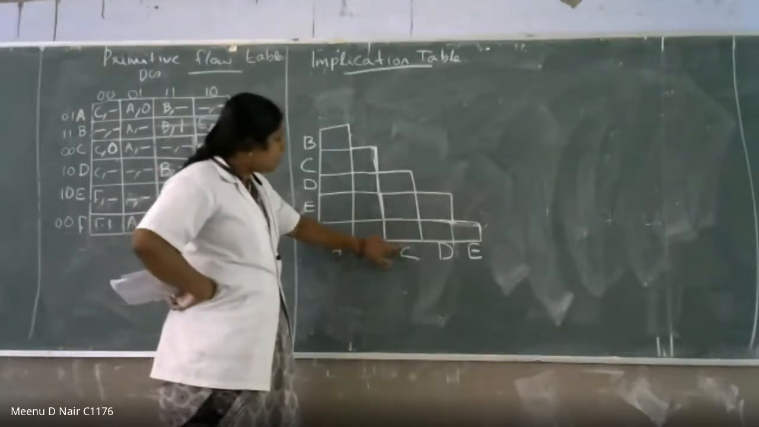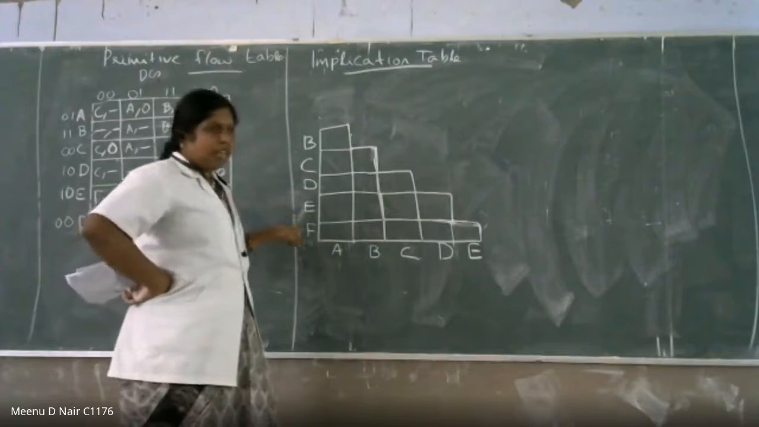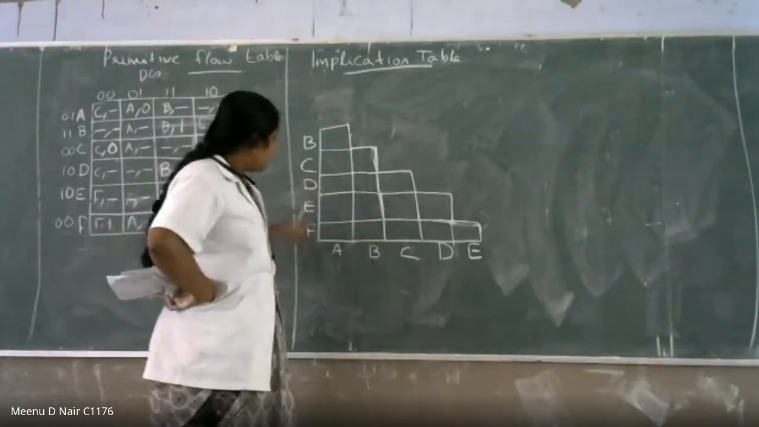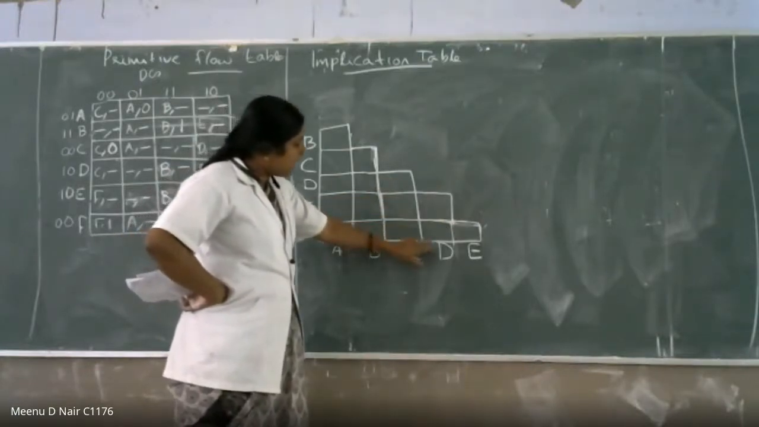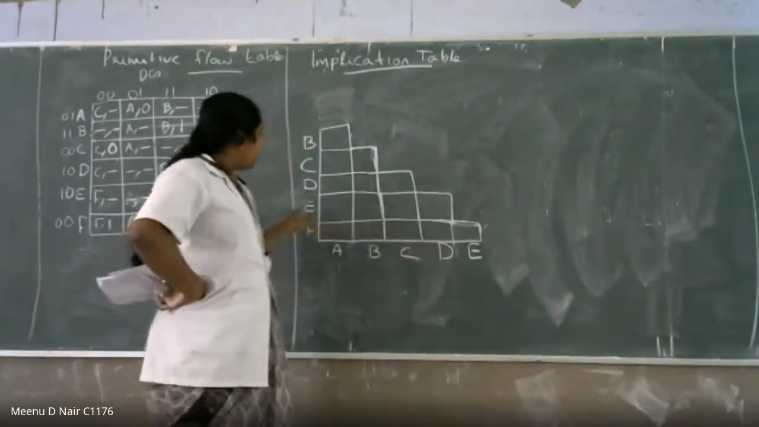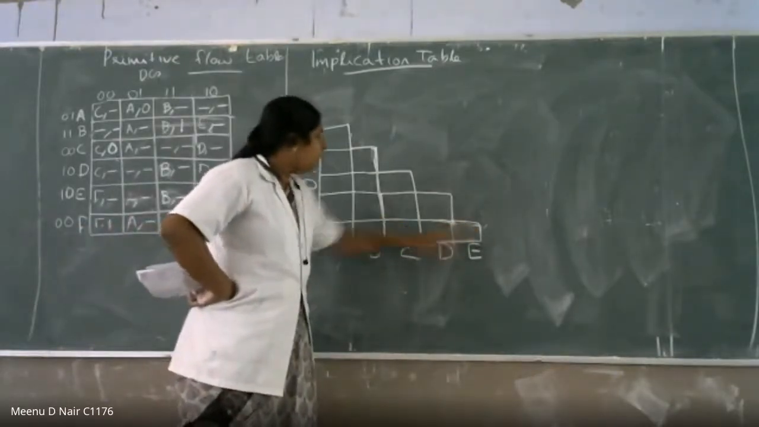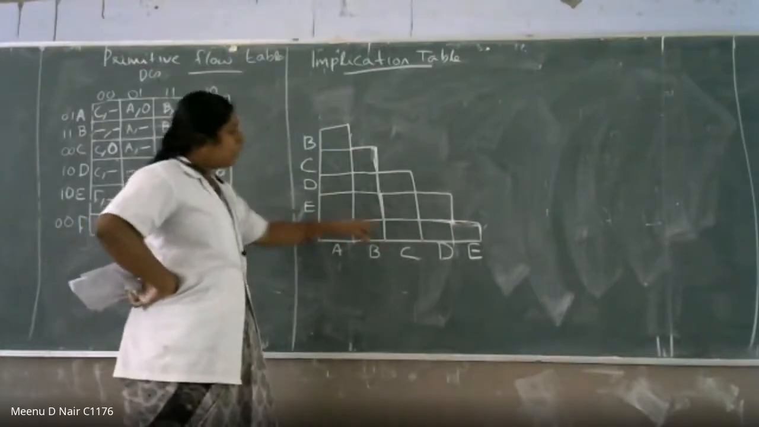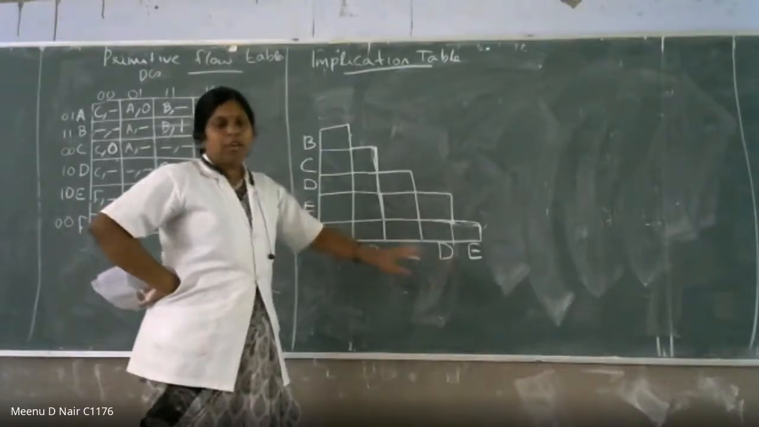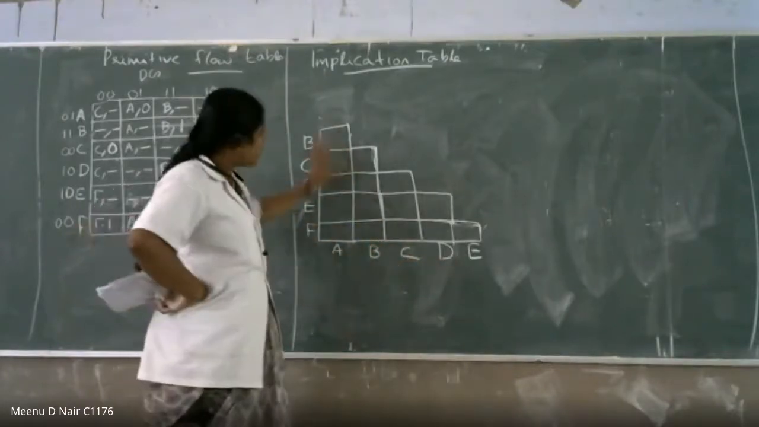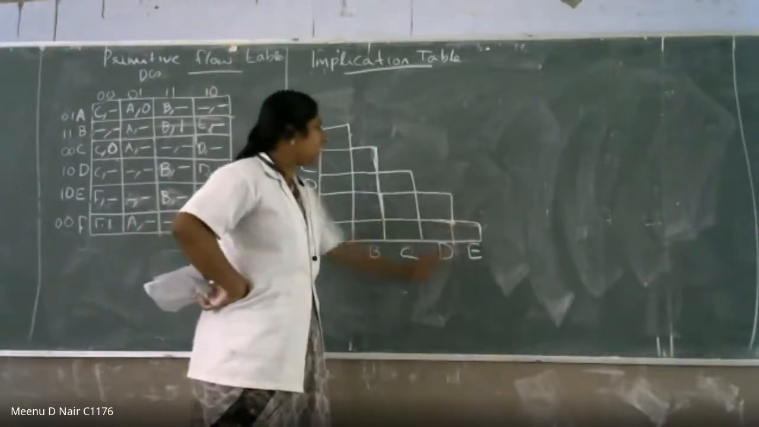Once it is coming to C, you have to compare with D, E, F alone, right? So it is comparing here D, E, F. Once it is coming to D, you have to compare with E and F alone. And once it is E, because E is already compared with A, B, C, D, you need not compare it with A, B, C, D because it is compared here. So you need to compare only with F.